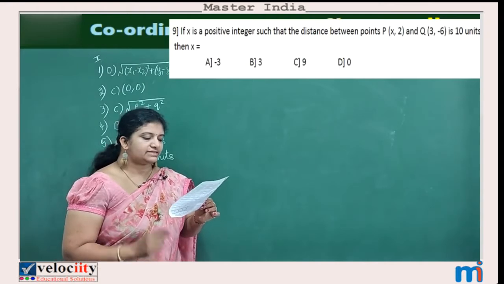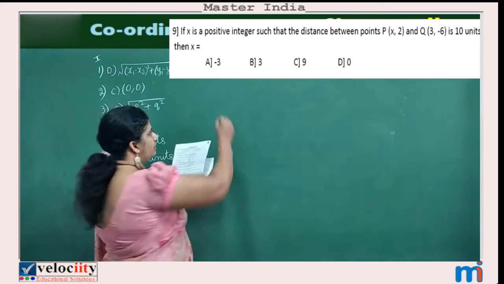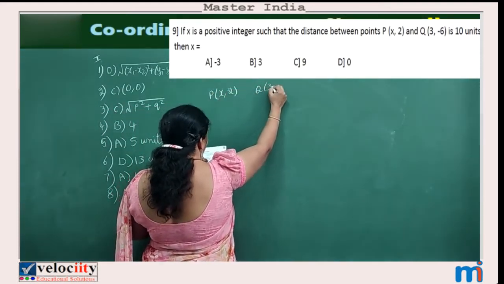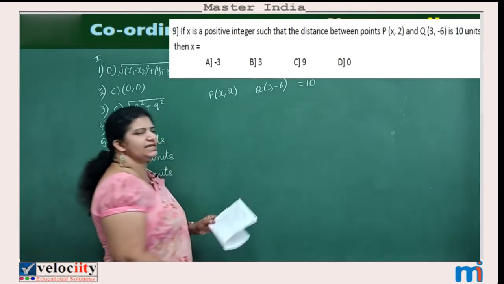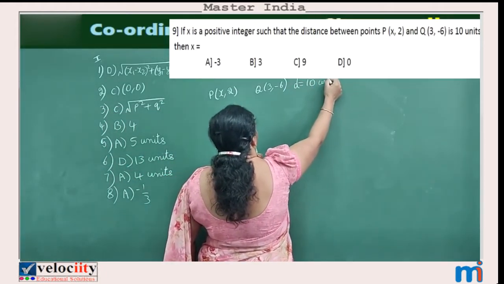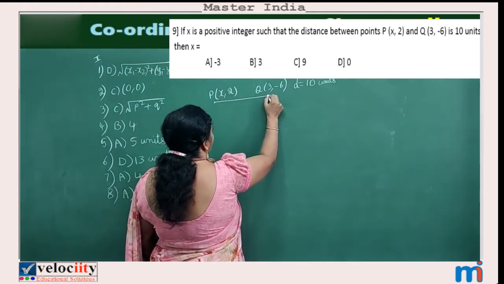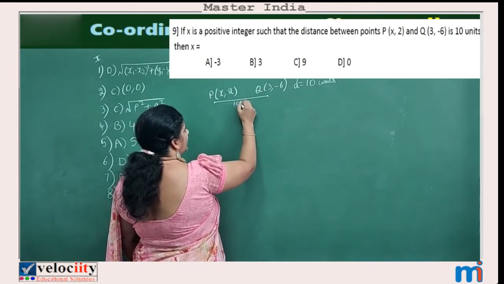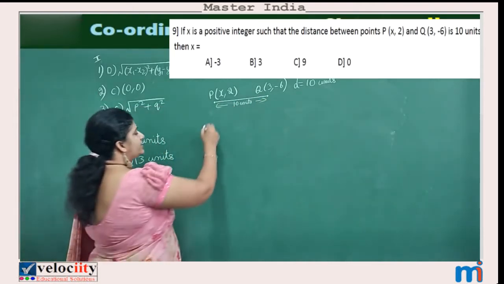Ninth one: if x is a positive integer such that the distance between points P(x, 2) and Q(3, -6) is 10 units, find the value of x. The distance between the P and Q coordinates is given as 10 units. You need to find the x value. Okay, write the distance formula.